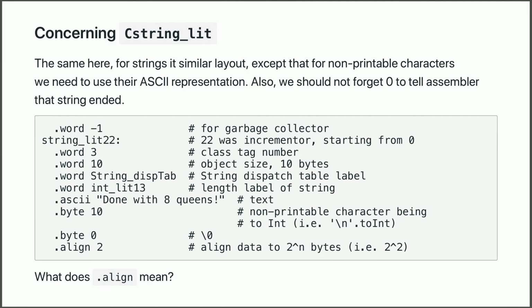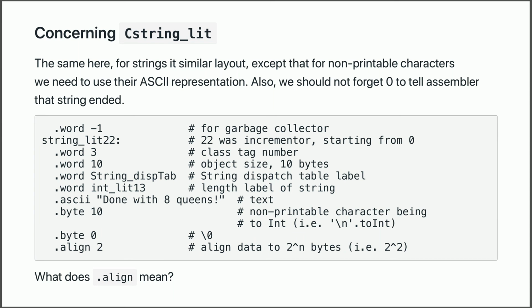So let's talk about the string literals. String literals are a little different, but it's basically the same idea. So -1 for the garbage collector, then 3 for the class tag number, and then 10 means the size of the string literal, like how much space it's taking. It means 10 bytes. And we put a string dispatch table label, so we can go look it up. Again, labels are just addresses. They don't mean anything. They're just addresses for the program, for MIPS.